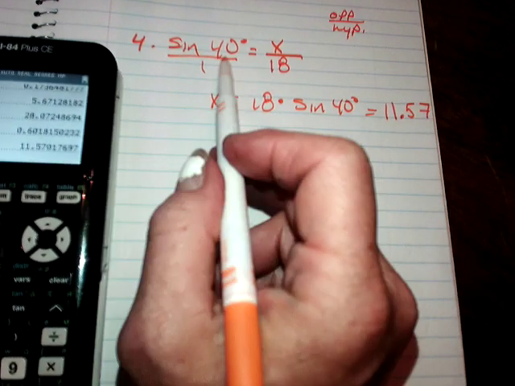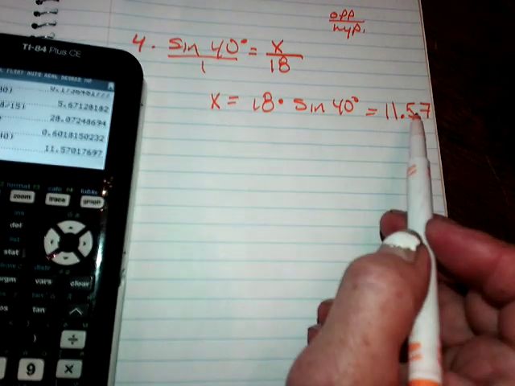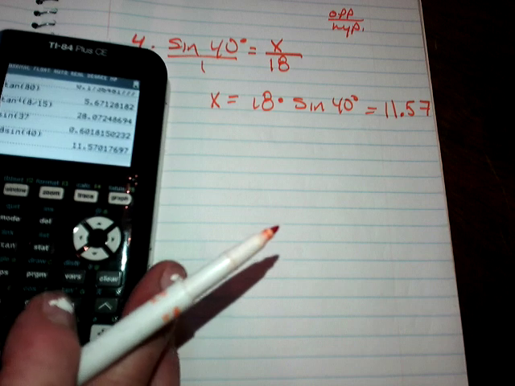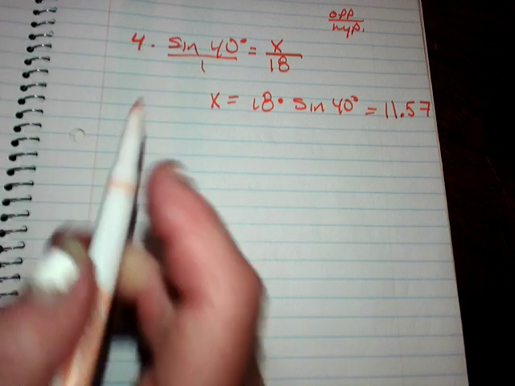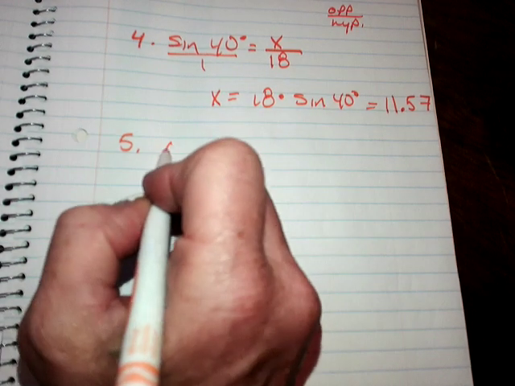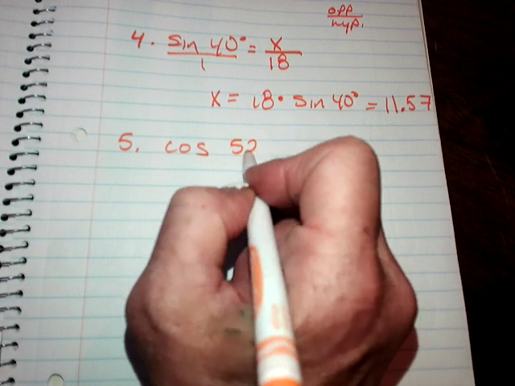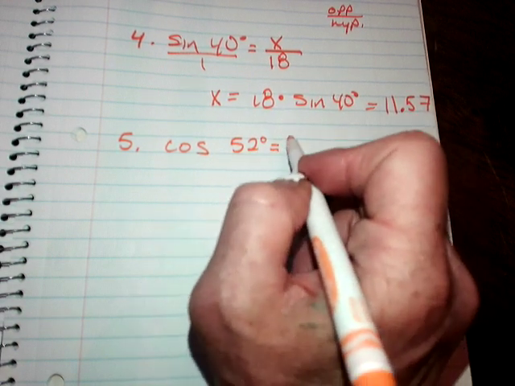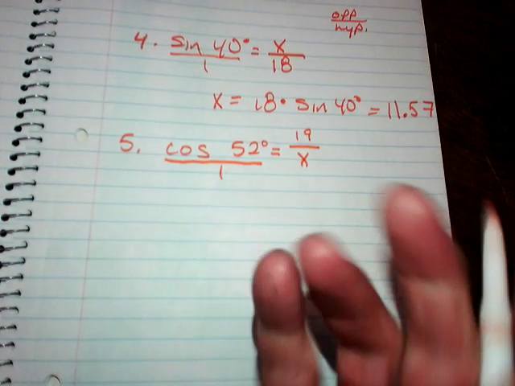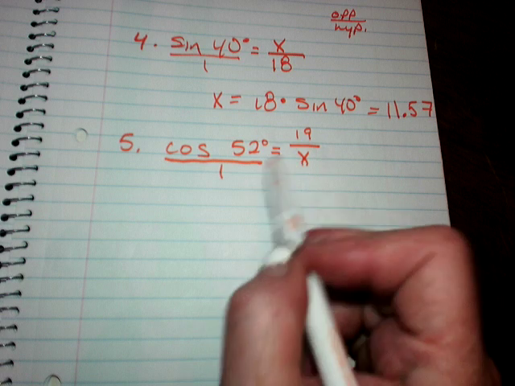So if I was looking at a 40-degree angle, I would have an opposite side of 11.57, which sort of makes sense. But now let's look at number 5. It's just slightly different, and then I'm going to let you work on your own here. Cosine of a 52-degree angle equals 19 divided by x. Again, make sure you put this over 1 so it looks like a proportion.